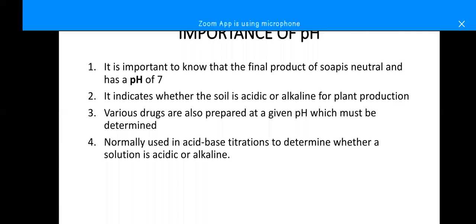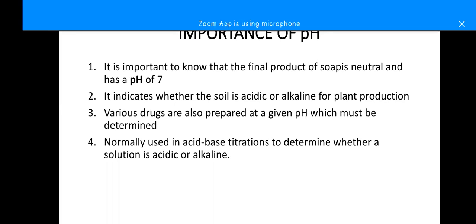Okay, so number 2, it indicates whether a soil is acidic or alkaline for plant production. So normally, farmers, those in high-tech or modern farms, when they want to plant a particular kind of crop, they know that this kind of crop can survive or can grow best in this kind of soil. That is, either it likes an alkaline medium, or it likes a neutral medium, or it likes an acidic medium. But most plants grow best in an alkaline medium. Most plants yield best in an alkaline medium.